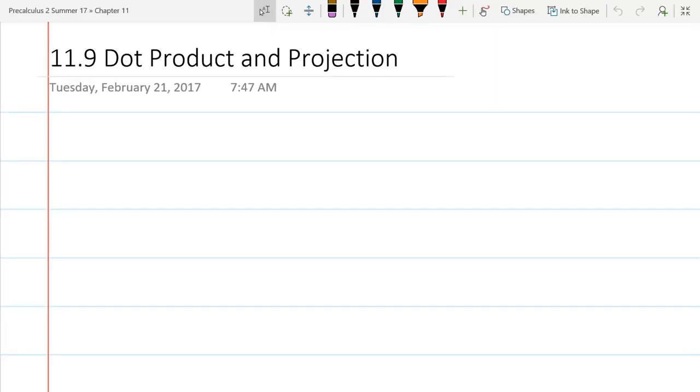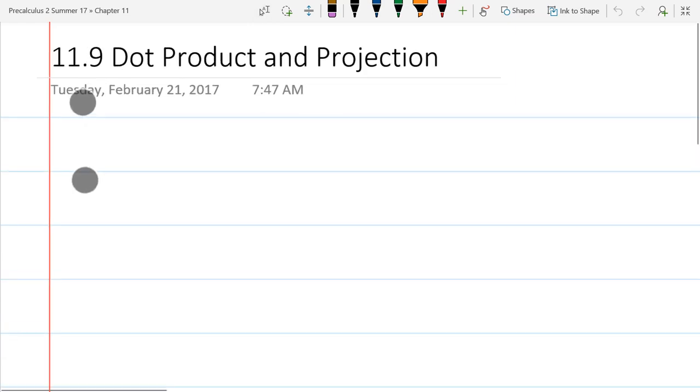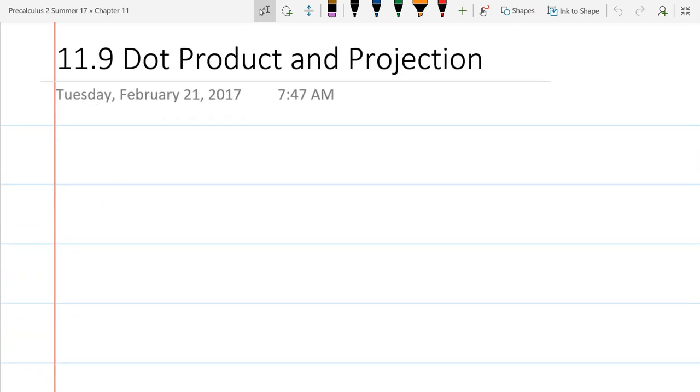11.9 is, so we're still in vectors and we're going to look at a dot product operation. This is not to be confused with the scalar product, which is what we used in the last section. So again, the scalar product, not what we're doing now, but this is last section.